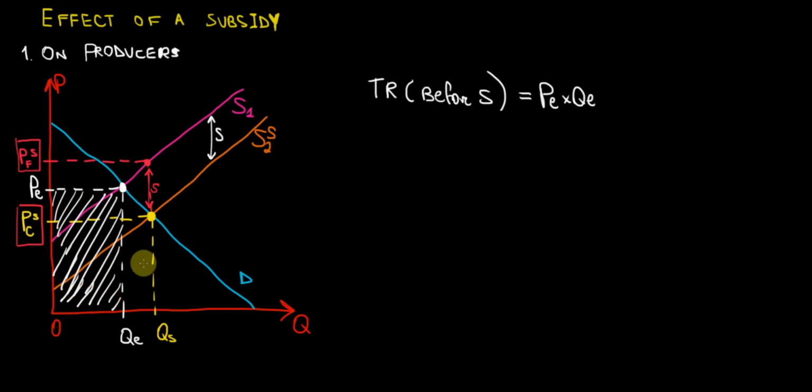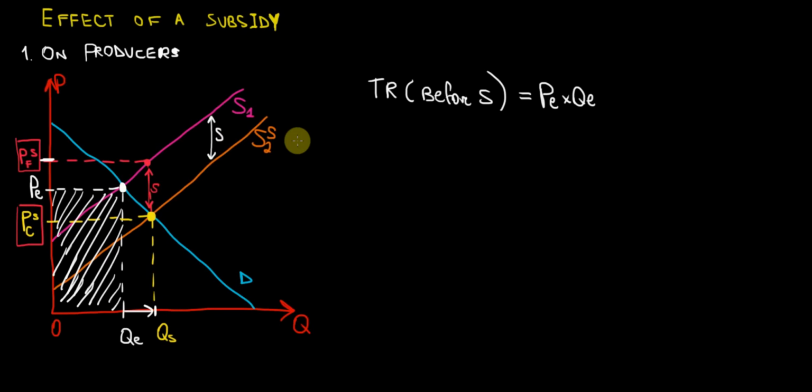Now, after the subsidy, we can see that the price that the firm receives is going to be PFS. That's what we discussed, right? It's going to be over here, and the quantity that they're going to sell is going to be QS. So we can see they actually get to sell more, and also they receive a higher price overall.